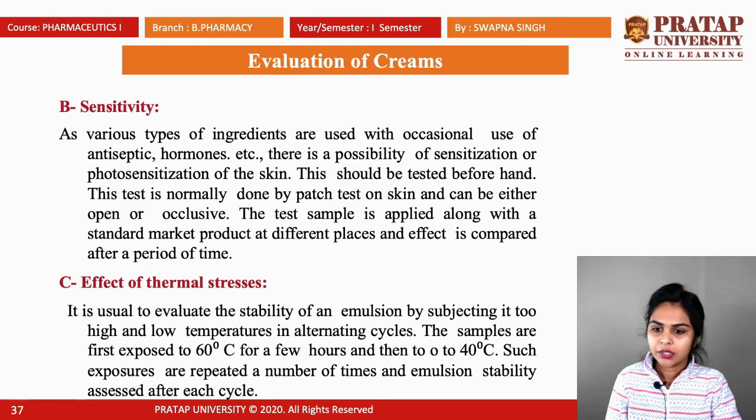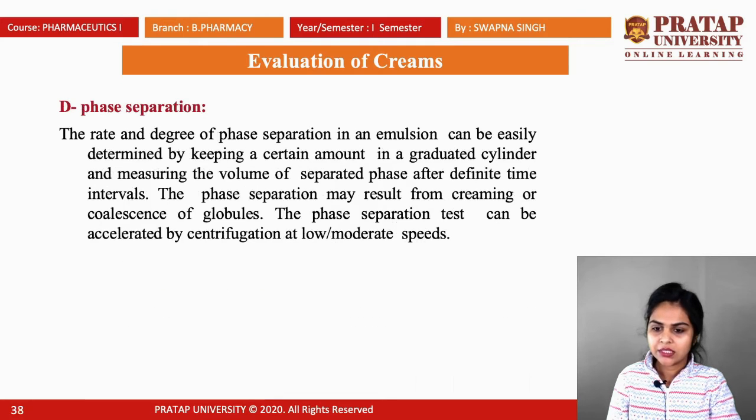Next one is effect of thermal stresses. So it is usual to evaluate the stability of an emulsion by subjecting it to high and low temperature in alternating cycles. The samples are first exposed to 60 degrees Celsius for a few hours and then to 0 to 40 degrees Celsius. Such exposures are repeated a number of times, and emulsion stability is assessed after each cycle.